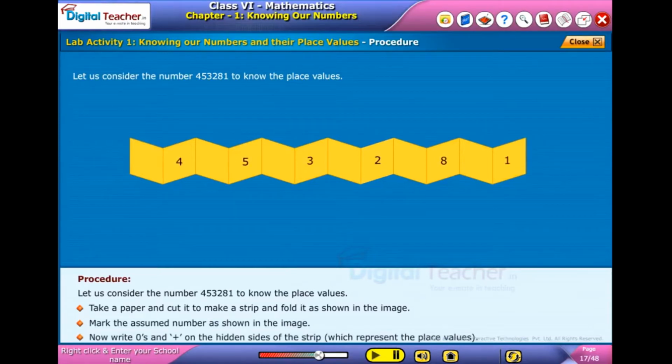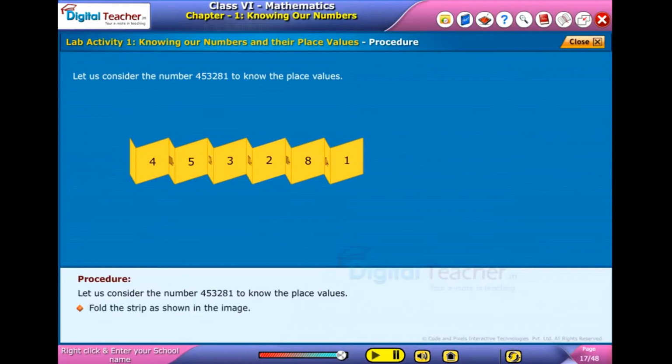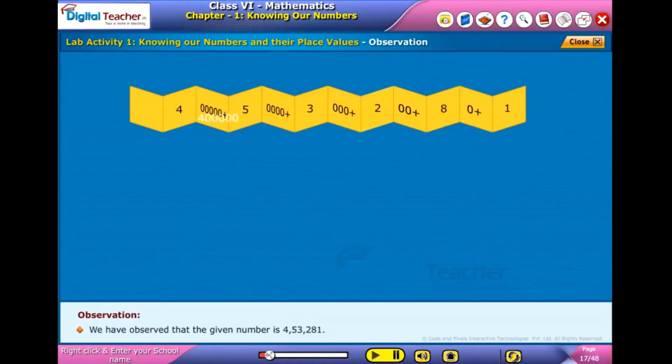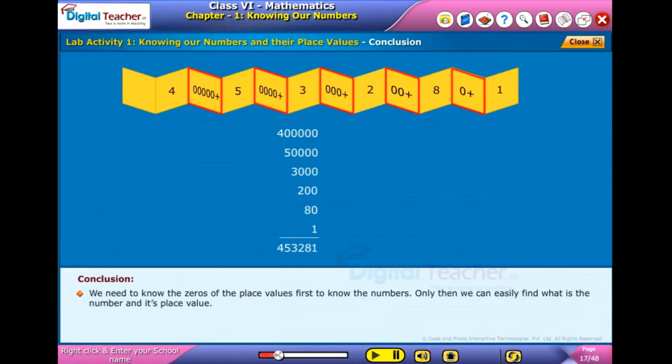Now, write zeros and plus on the hidden sides of the strip, which represent the place values. Fold the strip as shown in the image. To read the number written on the strip, expand. We have observed that the given number is 4,53,281. We need to know the zeros of the place values first to know the numbers. Only then we can easily find what is the number and its place value.